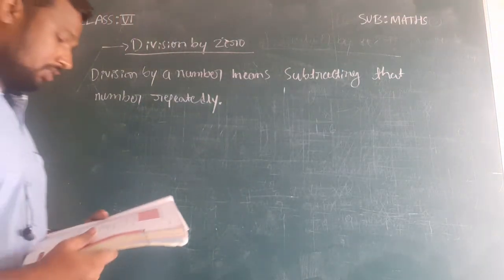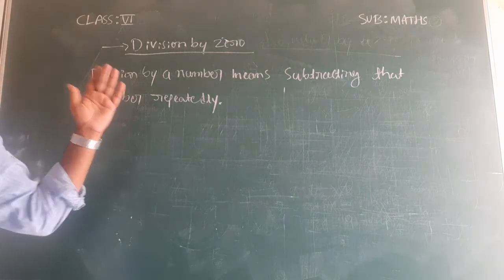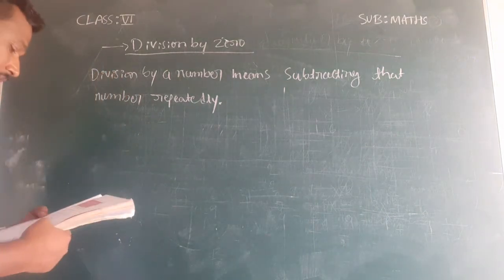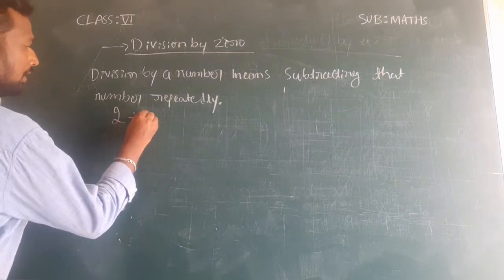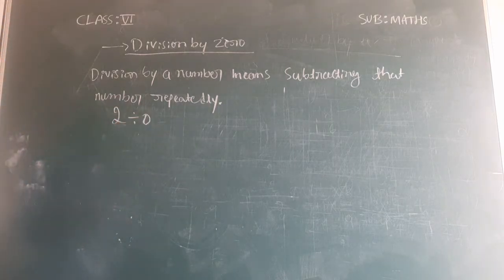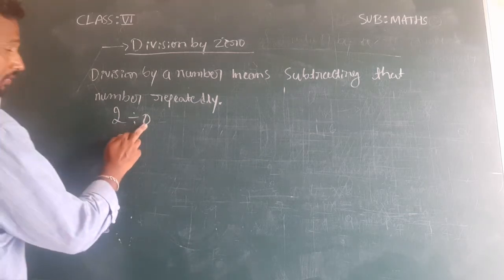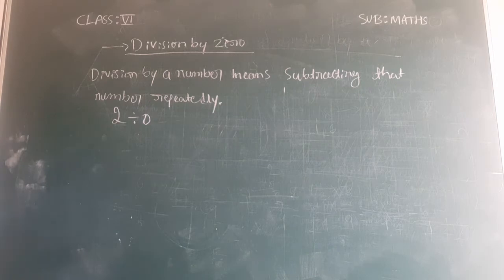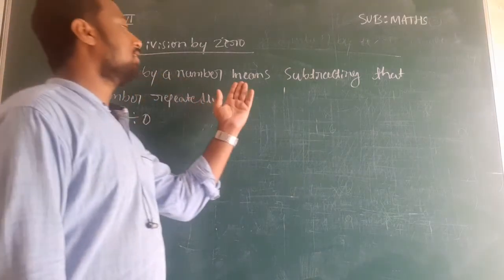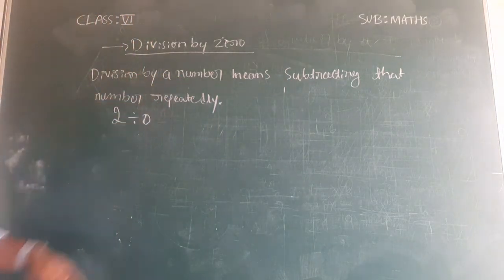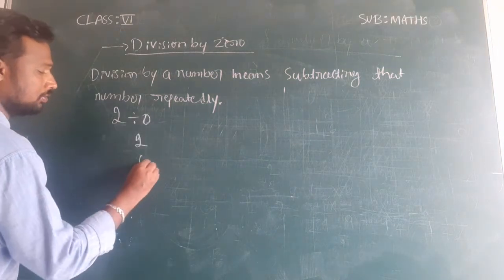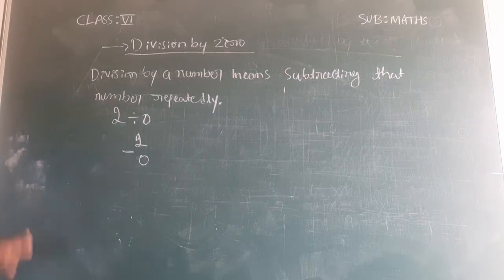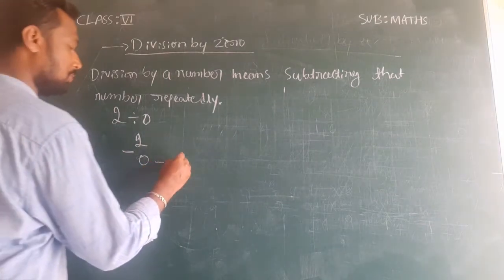So now, what is the heading? We have written division by 0. So now I will consider division by 0: 2 divided by 0. So now I have to divide 2 by 0. Division means subtracting repeatedly by that number. So I will subtract 0 from 2 repeatedly.